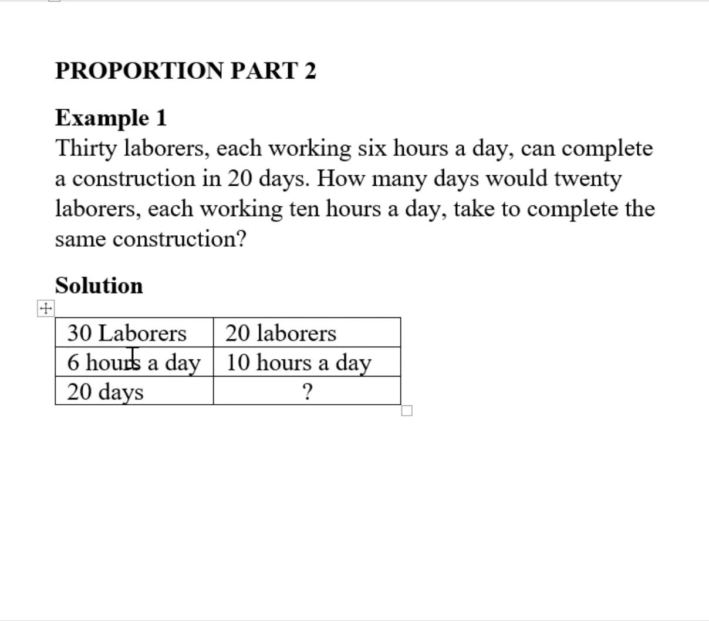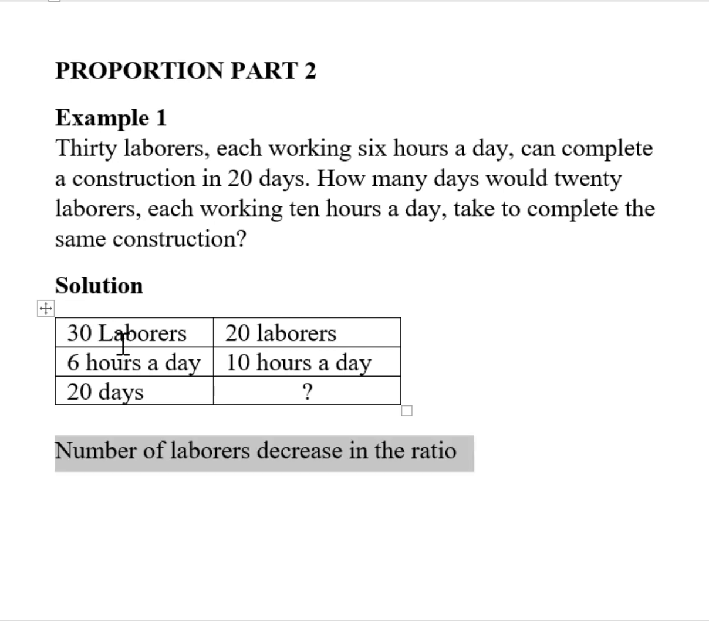Starting with the laborers, we have 30 laborers initially. We have now reduced them to 20. If you reduce the number of laborers from 30 to 20, then it means they will take a longer duration to do that same piece of work. So in terms of ratio, we shall say the number of laborers decrease because we have reduced them from 30 to 20. It means the number of laborers have decreased in the ratio. When we are writing this ratio here, we write the new value to ratio the old value. So it's 20 to ratio 30.